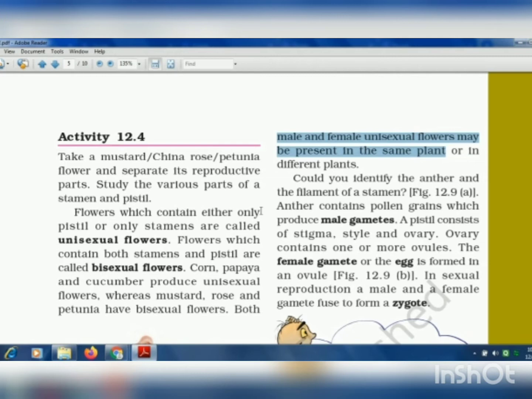So it is not necessary that in unisexual flowers, if a plant has many flowers, then all of them will be male only. It will be a combination of both. Some flowers will have male parts and some flowers will have female parts.